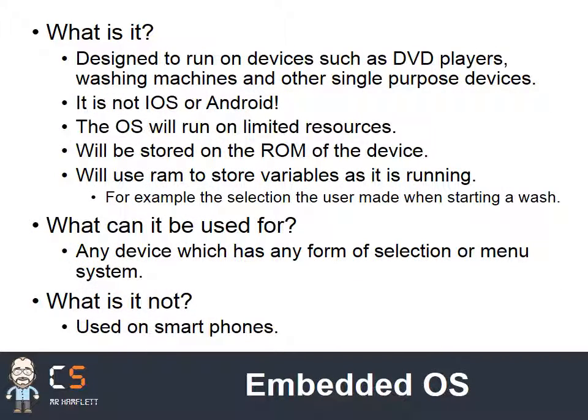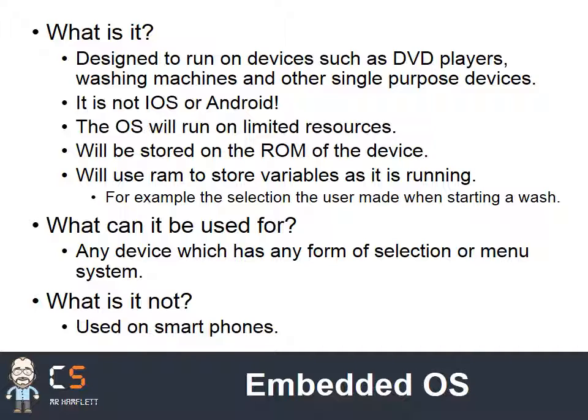The next one is embedded operating systems. Embedded operating systems are, again, very specific, and they're designed for devices where you might not even expect an operating system to be installed. It'll run on things such as DVD players, washing machines, and other single-purpose devices. When we say embedded, it's on a device, but it doesn't necessarily mean iOS or Android, because those are still quite generic. They're kind of a mobile version of Windows.